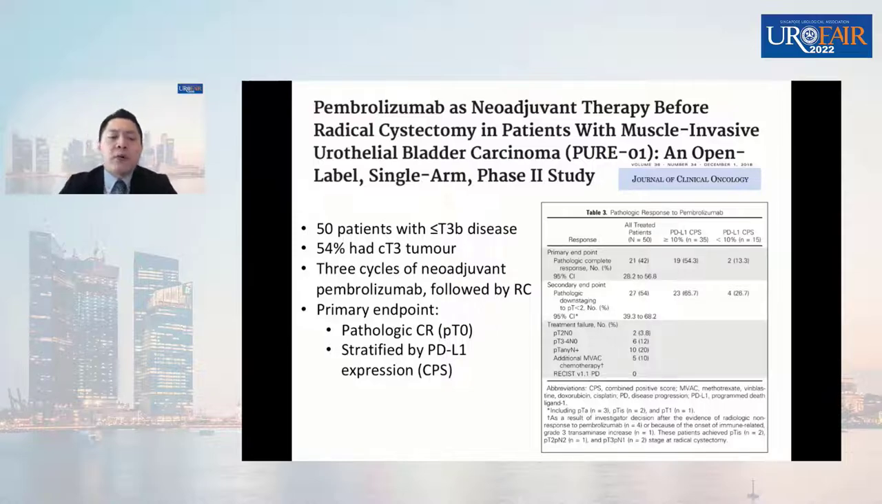And they further stratified by PD-L1 expression using the combined positive score. What they found is that 35 out of the 50 patients, that is 70% of patients, actually had a high CPS score. And among these patients, the complete pathological response rate is 54.3%. It's actually very high, even compared to a neoadjuvant chemotherapy setting. But one thing very interesting is that for those patients with CPS less than 10%, the complete response rate is just 13.3%. So it points to the fact that we may select patients to receive immunotherapy based on the PD-L1 CPS score. So there's something very promising.